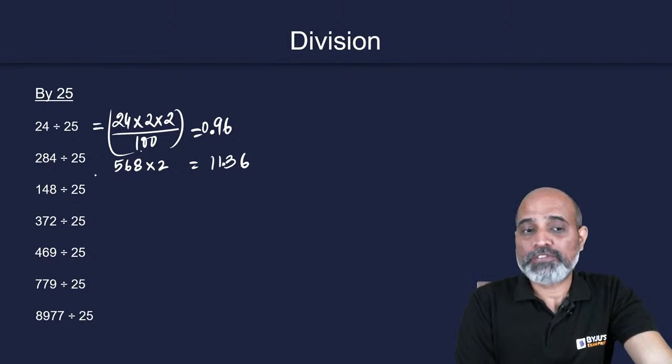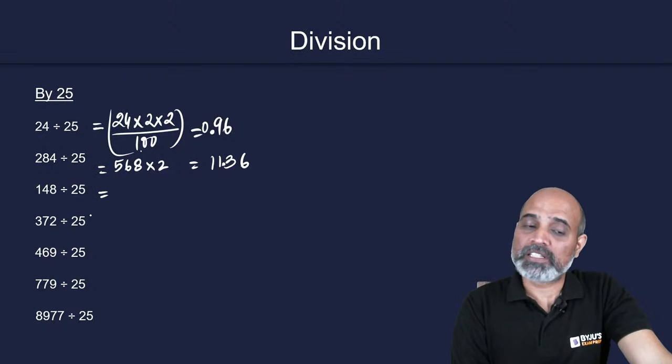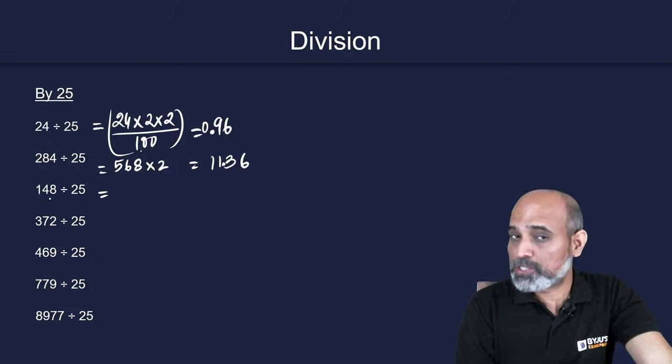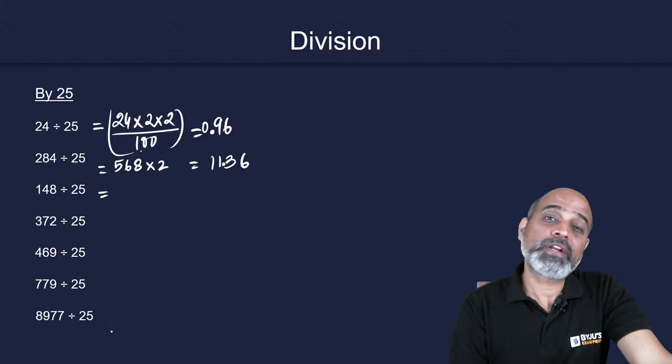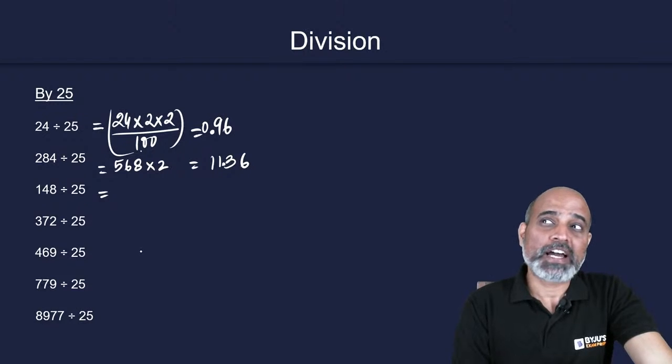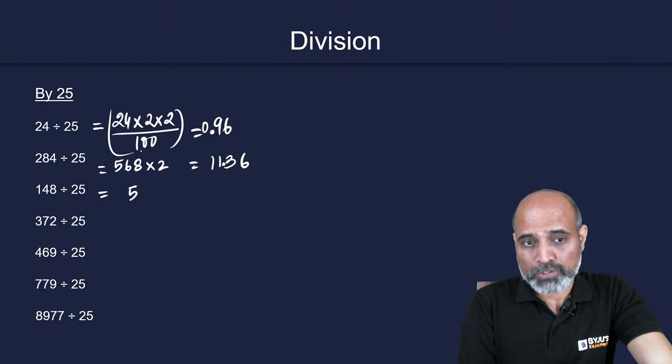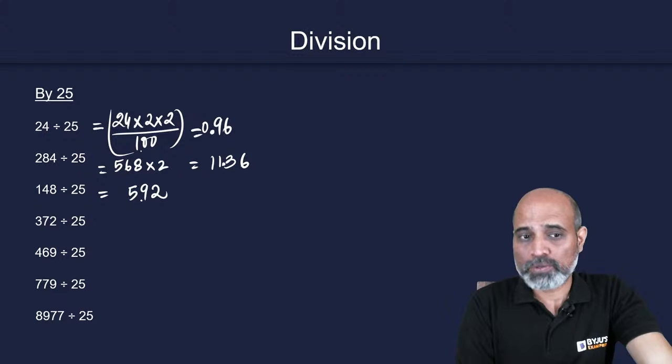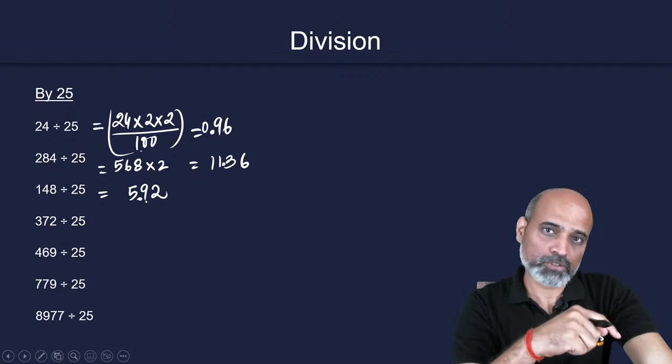148 divided by 25. 148 ka double. 148 double is going to give me 296. 296 ka ek aur double, which is going to give me 592. So this becomes 592, aur ek point idhar, 2 places. 5.92.